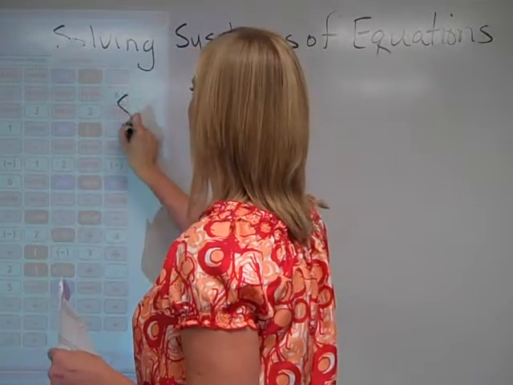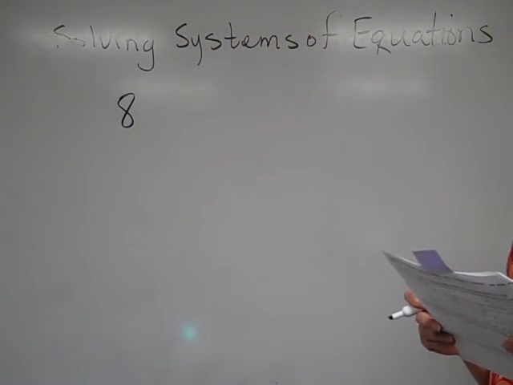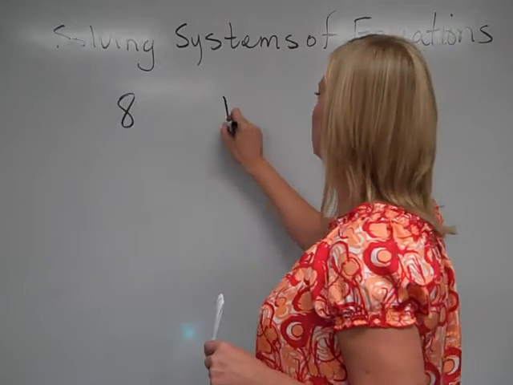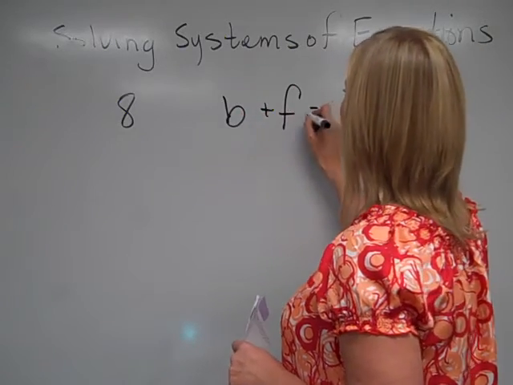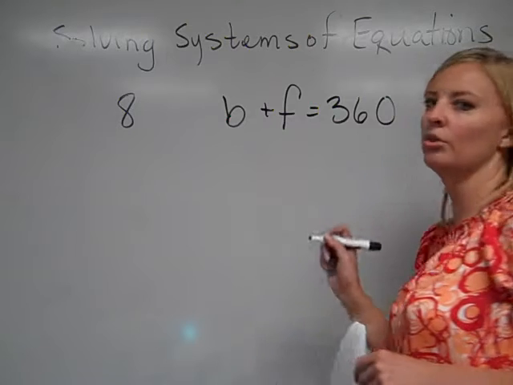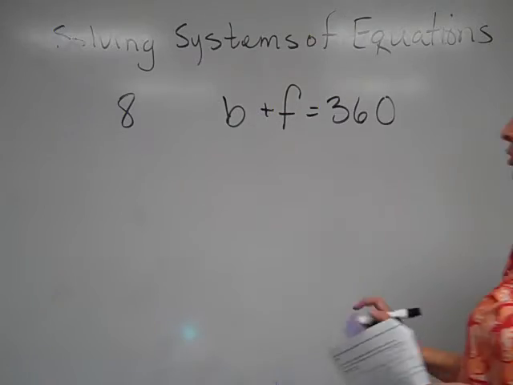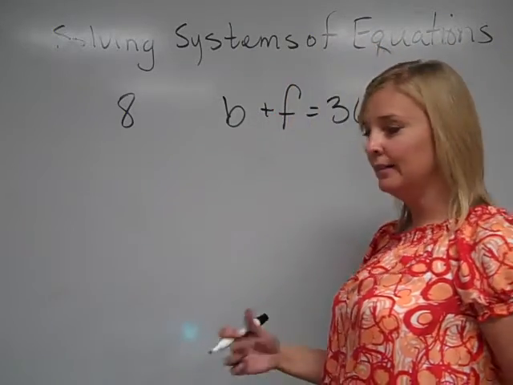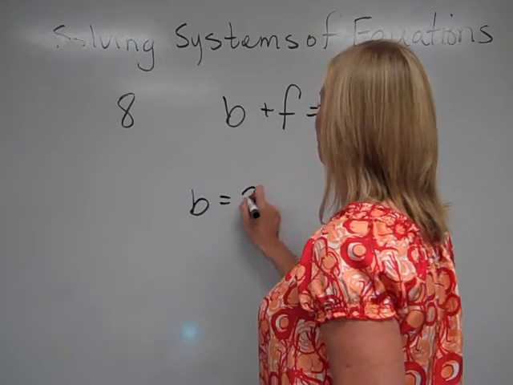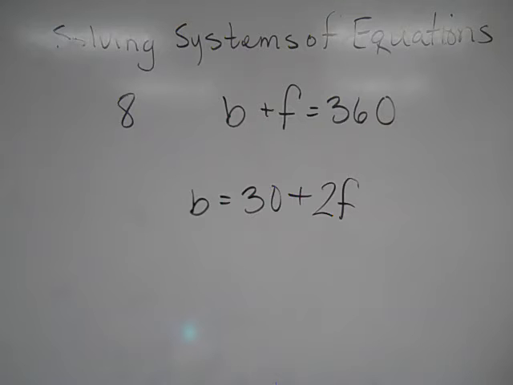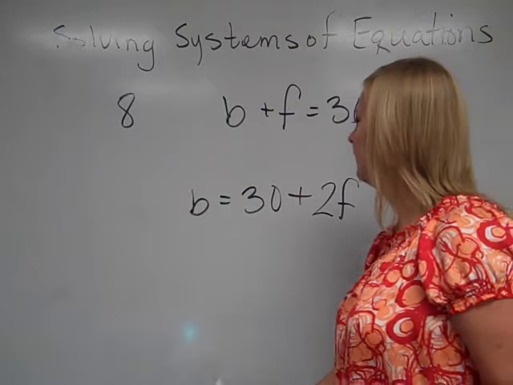Number 8, you collect baseball and football cards. Your uncle has an old collection of 360 cards. So your baseball plus your football cards will equal 360 total cards. The collection has more baseball cards than football. In fact, it has 30 more. So baseball, there's a lot. So baseball has 30 more than twice the number of football. Now that we have this, let's substitute in.